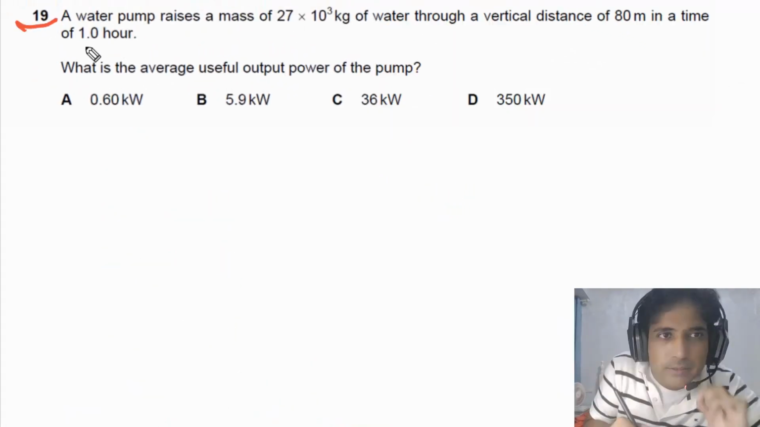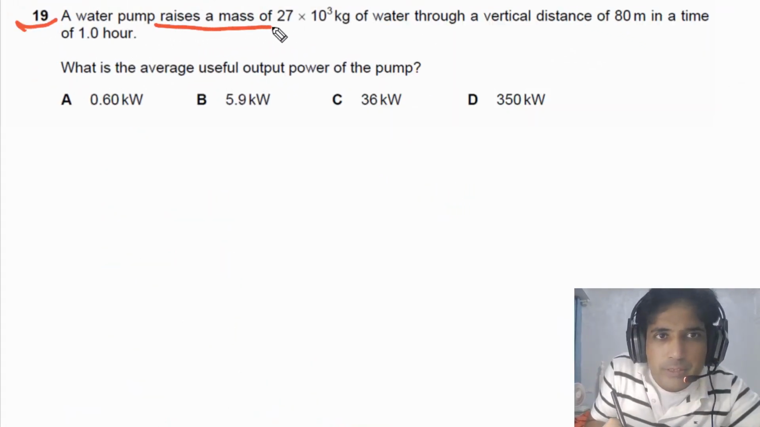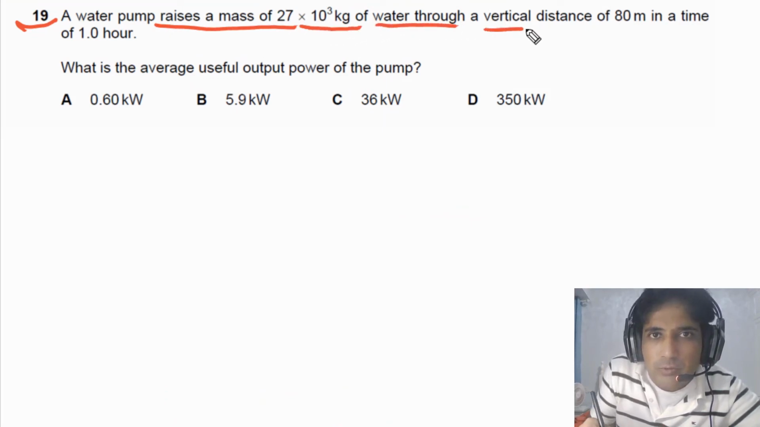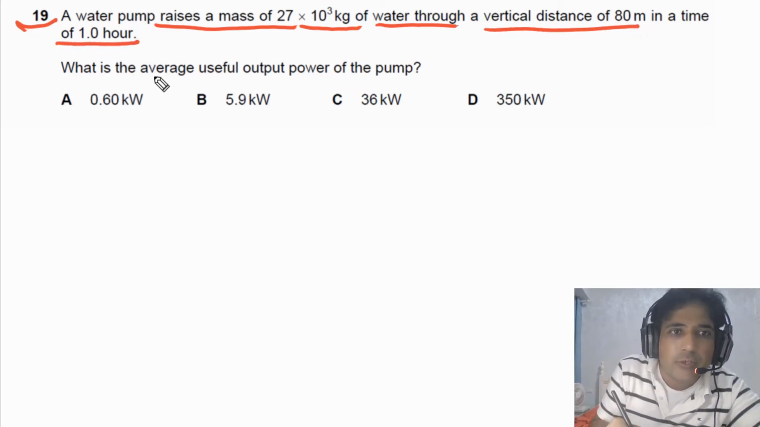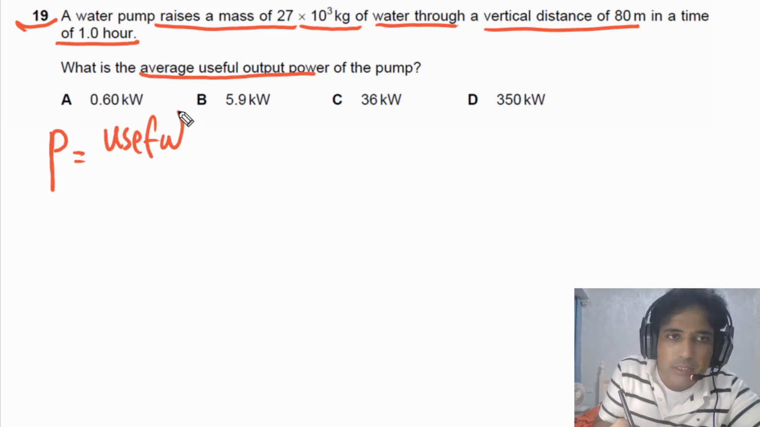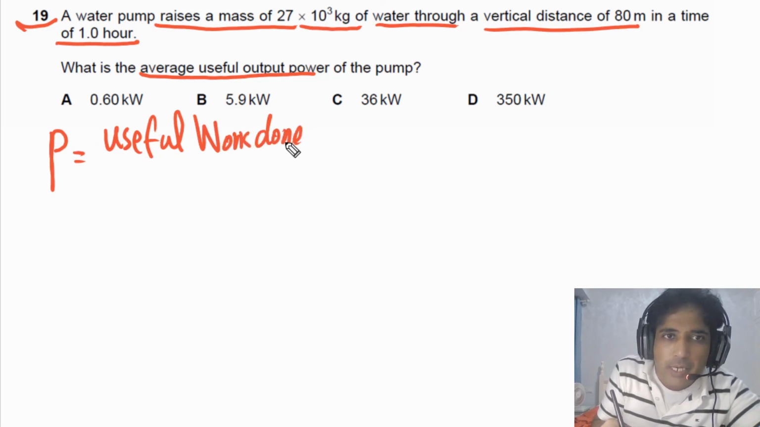For question number 19, it is given to us a water pump raises a mass of 27 times 10 to 3 kgs of water through a vertical distance of 80 meters in a time of 1 hour. We need to find out what is average useful output power of the pump. So very straightforward question. Power is equal to useful work done by pump divided by time taken.